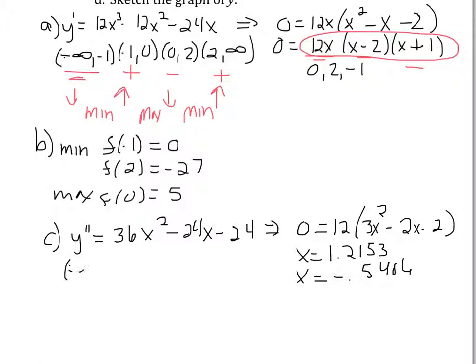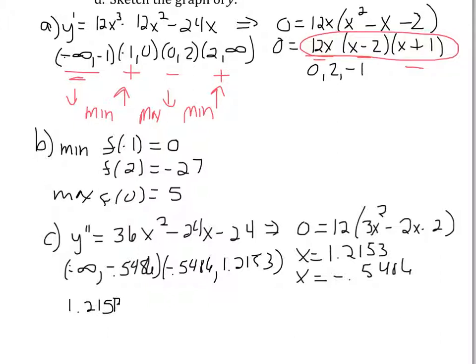So that means that the intervals that I need to test are negative infinity up to negative 0.5486, and then negative 0.5486 up to 1.2153, and then from 1.2153 to infinity. And so we're going to test those. And again, I simply want to know, is y double prime negative or positive on each of these intervals?